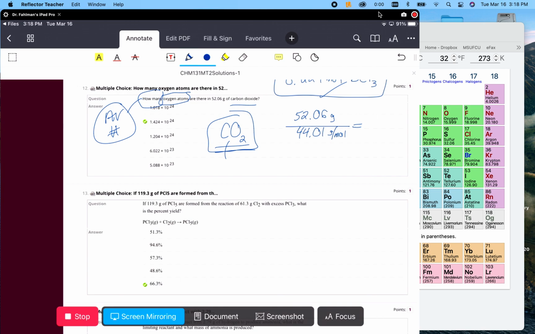So that's 44.01 grams per mole. So 52.06 divided by that gives you 1.183 moles of CO2. Okay, then let's multiply by Avogadro.